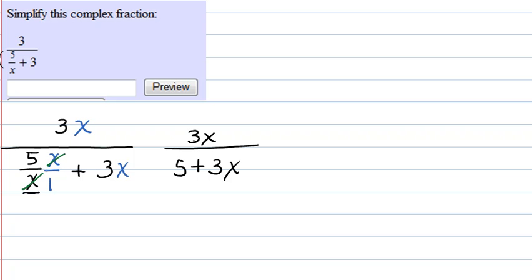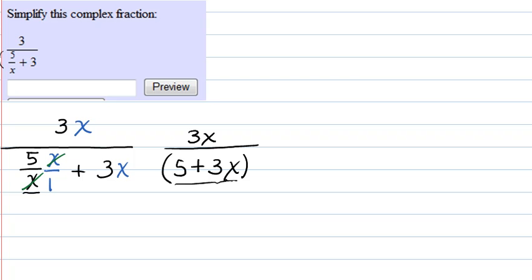There's a strong temptation here to cross out these 3x's, but remember the 3x on the bottom is attached with addition there to the 5, so you can't just cross out the 3x. There's nothing that comes out of 5 plus 3x, and so basically we're done. The answer would be 3x over the quantity 5 plus 3x.